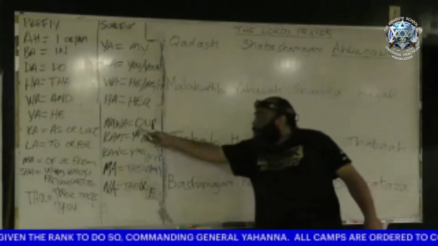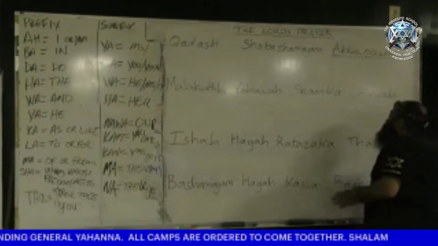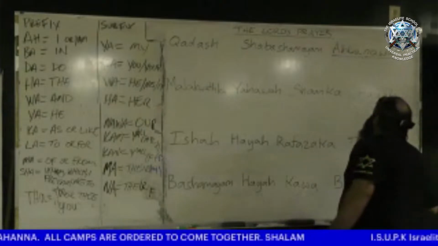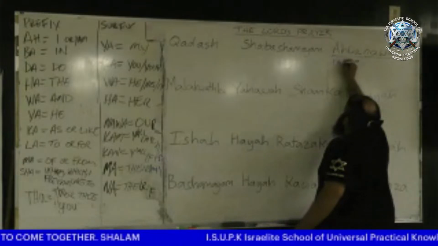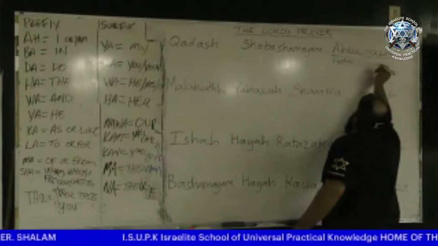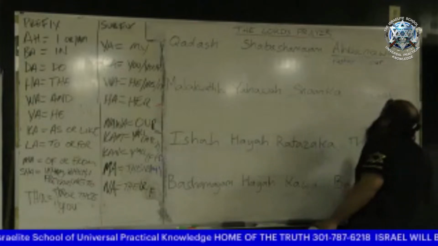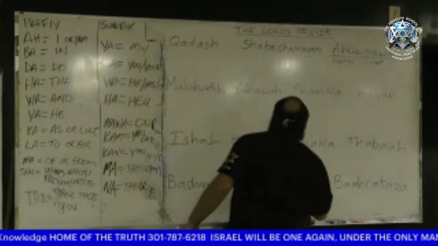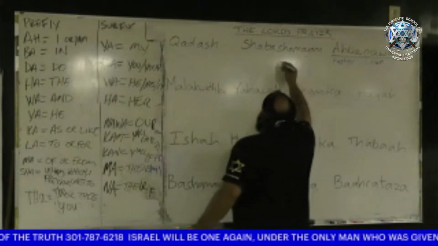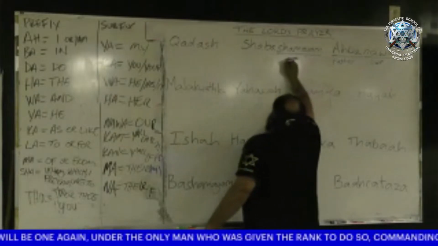Abba. And then Nawa, if you look to our left, we have Nawa. Nawa is our. So this is our Father. That's how the Lord's Prayer starts. Our Father who art in heaven. So we got Father, then our. All right, Shabbat Shemayim, who art in heaven. So that's what this word is. Shemayim is the root word. Shemayim, which means heaven.